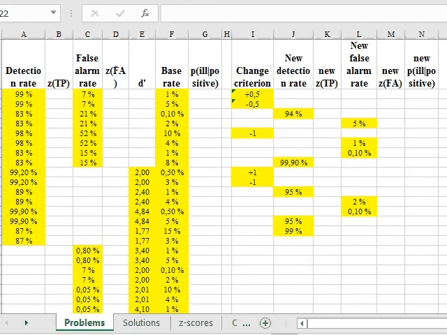This is a video only for my students because I don't have a website where to upload the Excel file. This is a file for practicing calculating Bayes' theorem and also signal detection theory.